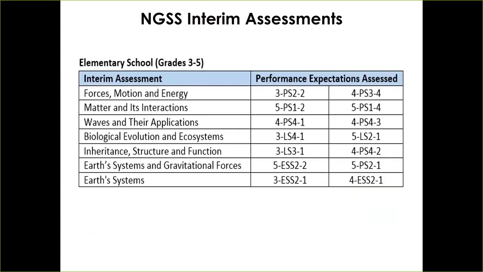This slide identifies the items you will find at the elementary grade band 3 to 5. Like all NGSS nomenclature, the first number determines the corresponding grade or grade band. The letters that follow indicate the discipline content area of PS for physical science, LS for life science, or ESS for earth and space science, and the last number is the corresponding performance expectation.